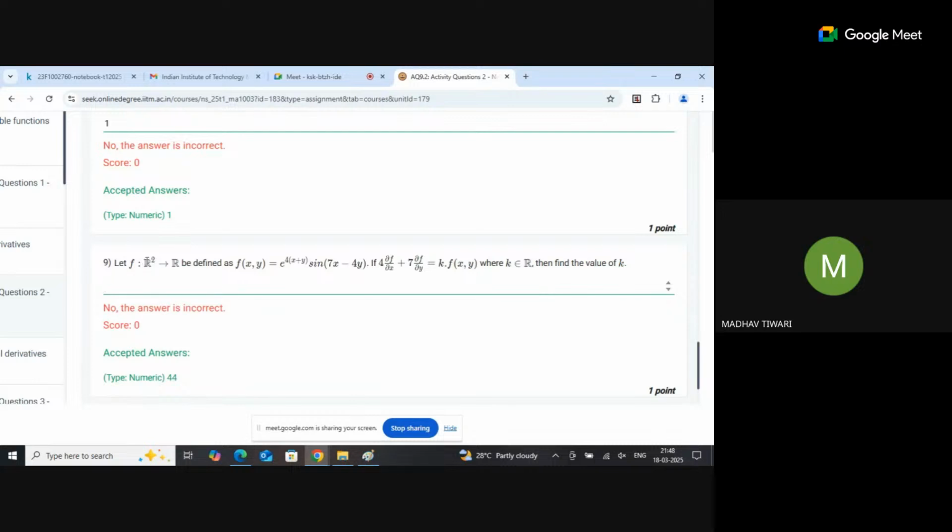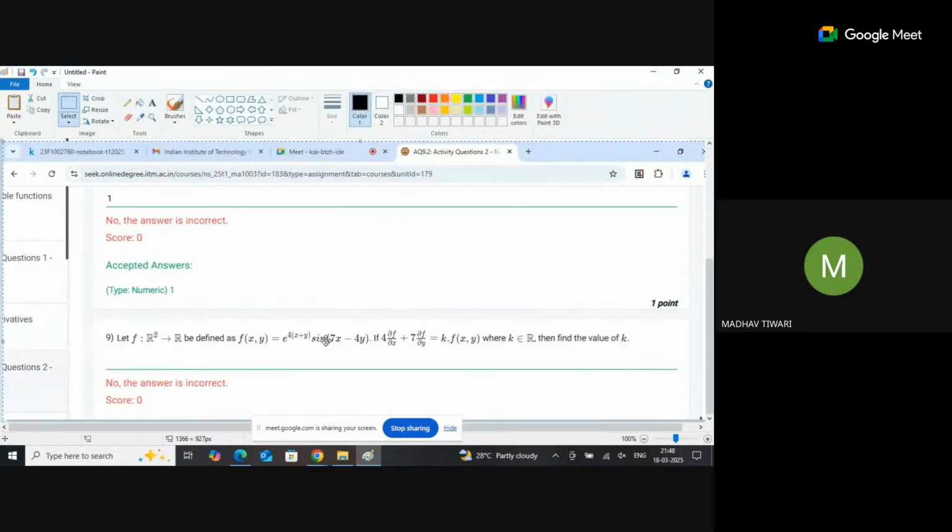Next is this one. Here I am given a function from R2 to R. So this function is like this, and then I have to find out this differentiation with respect to x and y, and then equate it with this. Okay, so let's paste it over here. So this is my function. I have to find out derivative with respect to x. Here you can see that we have two functions. First is u, e raised to the power 4x plus y. Next function is v, that is sine of 7x minus 4y.